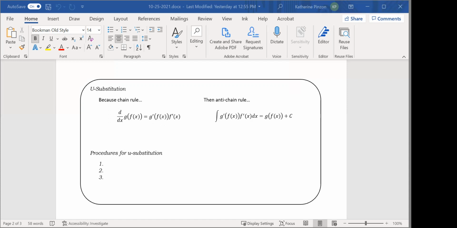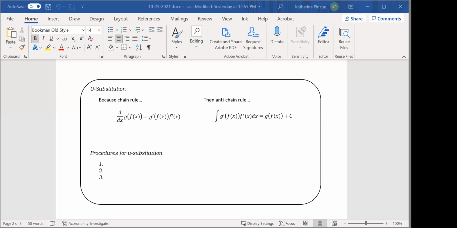So my procedure for how I do a U-Substitution is I have to figure out what the outside function is. I have to make sure that the derivative of the outside function is there. And then I have to find the antiderivative, okay?